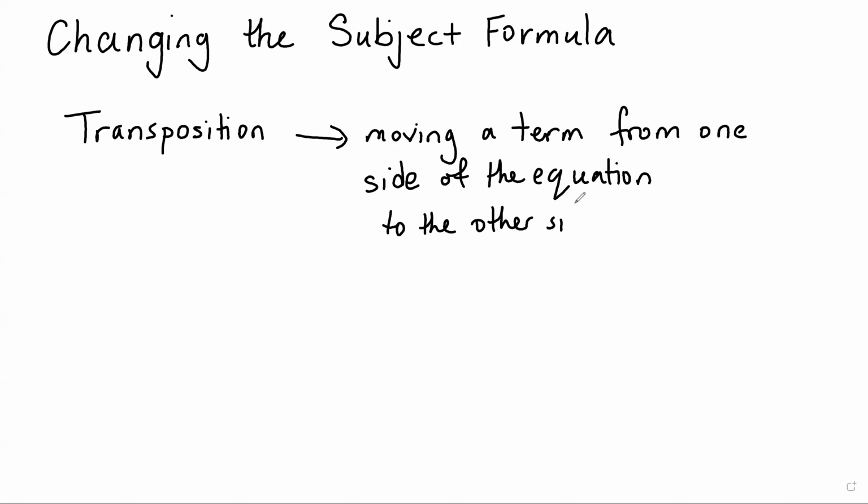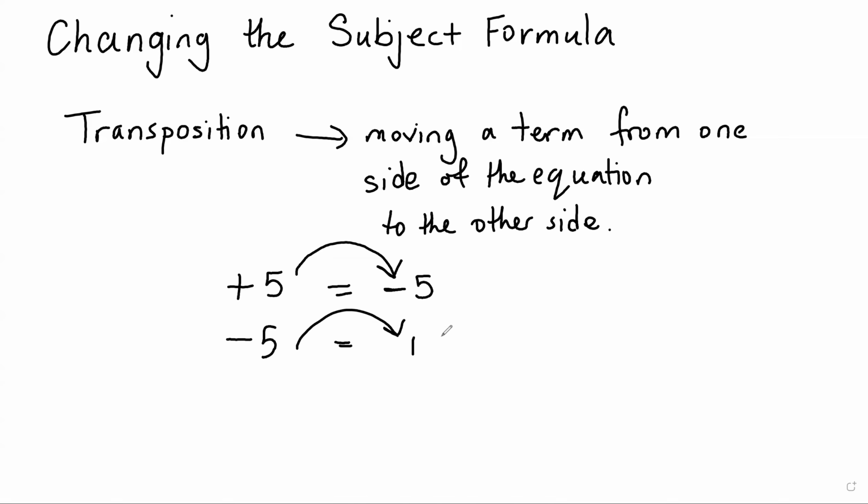All right. And what you need to know about transposition is when you move a term from one side, you do the opposite of the operation, right? So for example, if I had plus 5 on the left-hand side of the equation, when I move that across to the right-hand side, so when I transpose plus 5, it will become minus 5, right? If I were to transpose minus 5 to the other side of the equation, it would become plus 5.